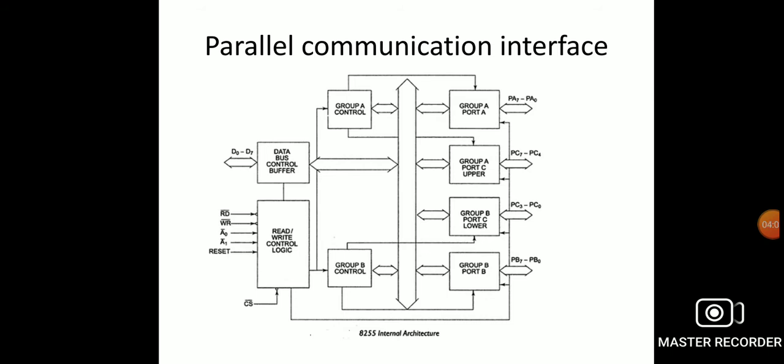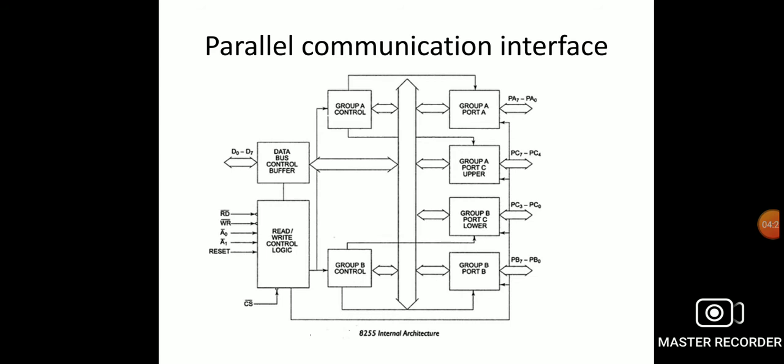Now the functional description. What are the major blocks of 8255A? It is a 40-pin device with 4 groups. So what are the 4 groups? The major blocks are: Number 1, data bus buffer. Number 2, read and write control logic. Number 3, group A, group B controls. Number 4, port A, port B, port C. Now we see them one by one.